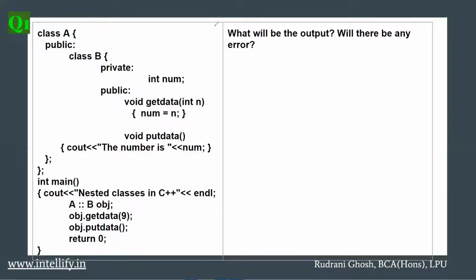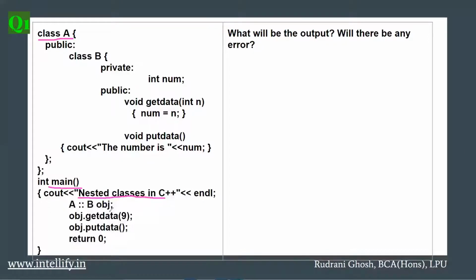So the question here is, what will be the output? Will there be any error? Let's start solving this problem to understand if we face any error or not. Whenever we start a program, we know we should be starting with the main function. So we come to int main, which is present inside class A. First statement, we will be printing "nested classes in C++".